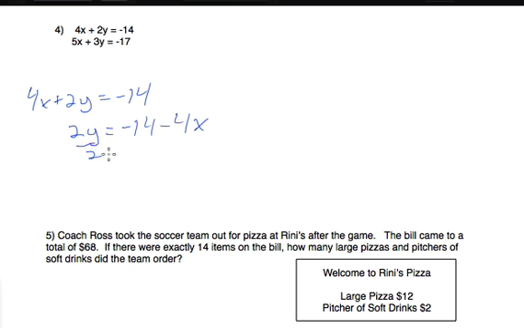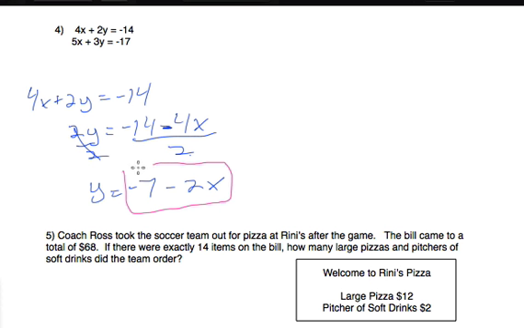I'm going to divide both sides by 2, and this is what I meant by the division working out nicely. Negative 14 over positive 2 is negative 7, and then negative 4x over positive 2 is negative 2x. And so we now have described y in terms of x.